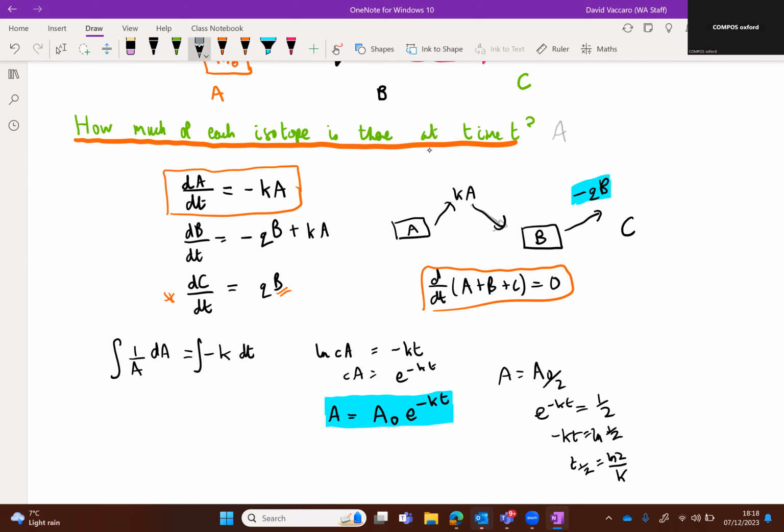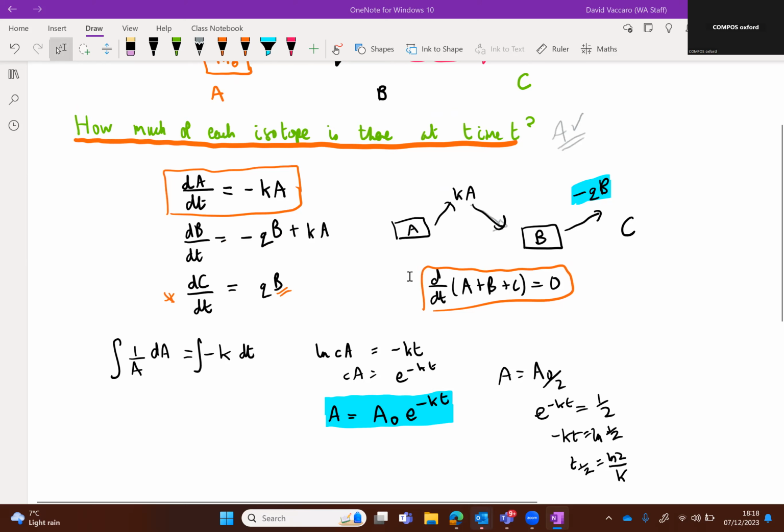Okay, so how much of each isotope is there? So far, I know how to find how much of isotope A. Is everybody with me so far? If so, put a thumbs up into the chat. If not, put your question in now. Good, and we've got thumbs up coming in now.